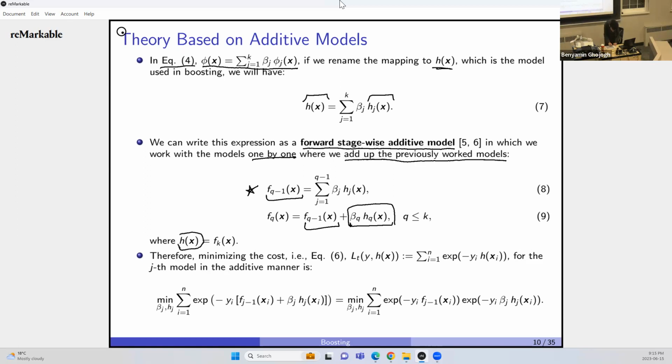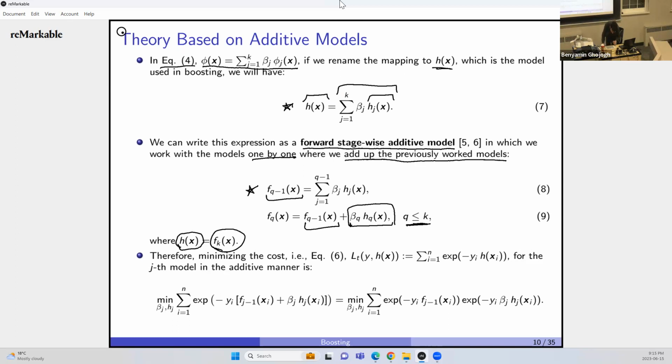And h of x, which is the last one, which is all of the summation, is the last f_K of x, right? Because in the last, all of them have been aggregated, have been summed, as shown in equation 7.